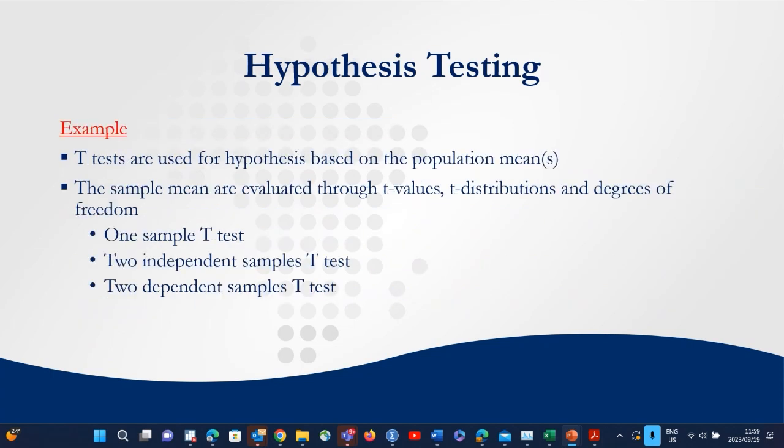So just tying it in with an example, the different pieces. The example that I will be using is the t-tests. So the t-tests are based on what? Population means. I think I've said that. When it comes to the t-test, they are evaluated through t-values, the t-distribution, and degrees of freedom. So these are the properties through which the sample mean is evaluated. We have 3 types of t-test, and they will depend on what you want to test.